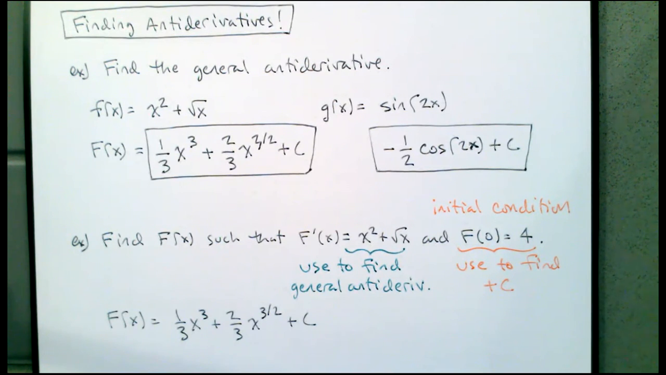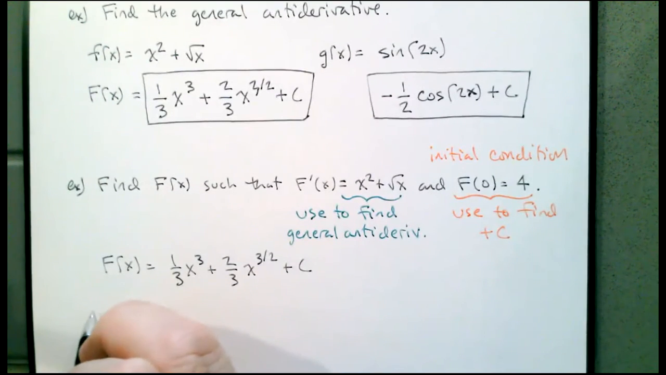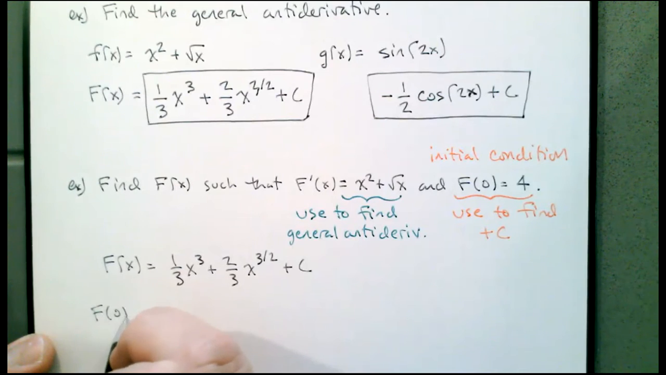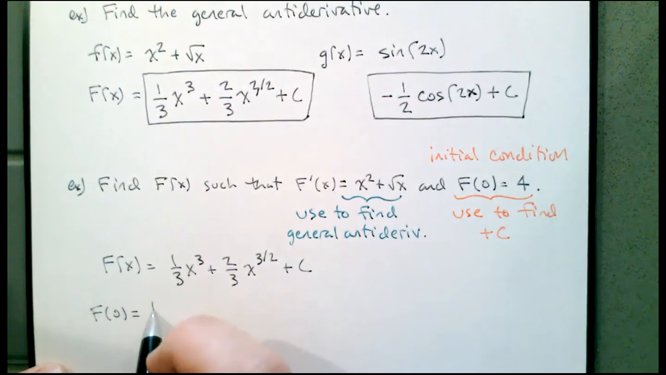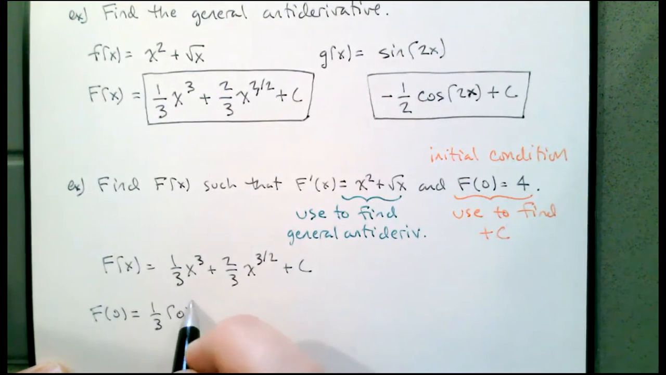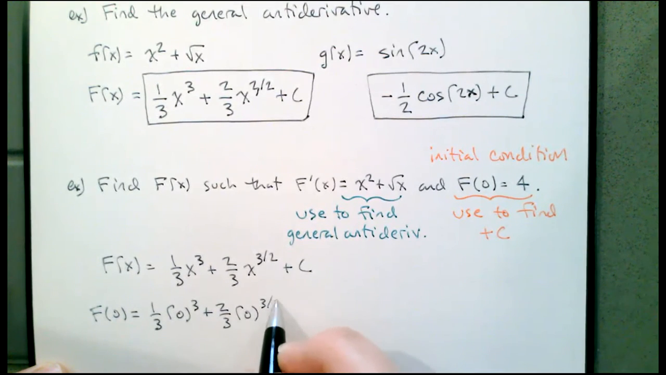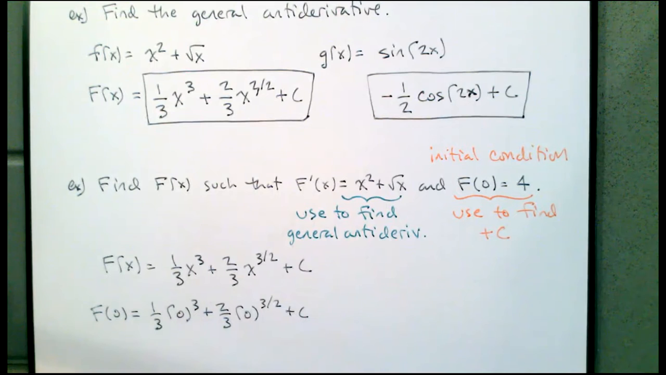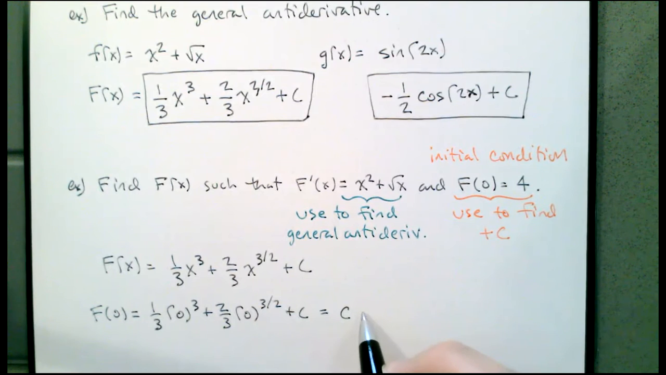Now, since f of 0 is equal to 4, I can plug that into my function and figure out what c is equal to. If I plug in 0, we have f of 0, which is going to be 1/3 times 0 cubed plus 2/3 times 0 to the 3/2 plus c. So f of 0 is equal to c, which is supposed to equal 4. And so that tells us that c is equal to 4.